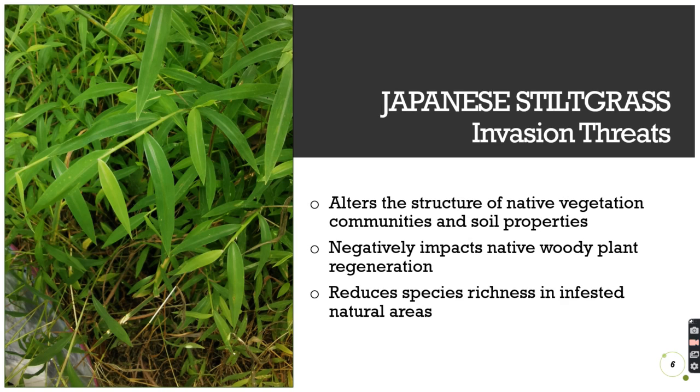Specifically, this grass has been found to negatively impact the regeneration of native woody plants in forested areas, as the dense monocultures produced by the species' growth habit are highly resistant to recolonization by native tree species. The ability of Japanese stiltgrass to outcompete native species also negatively impacts species richness in infested natural areas.